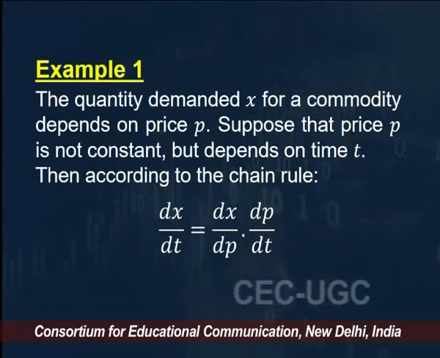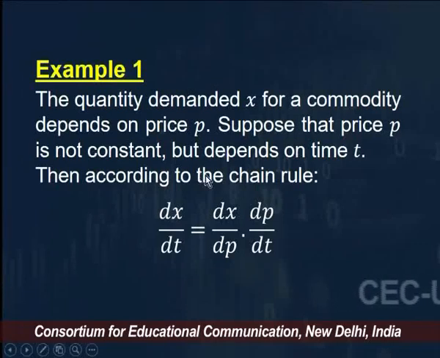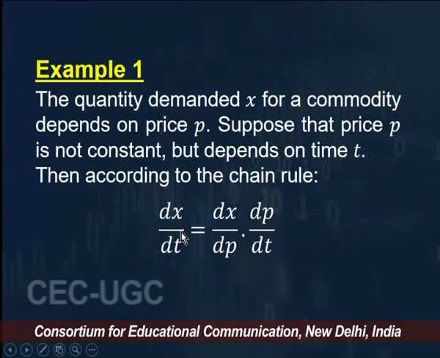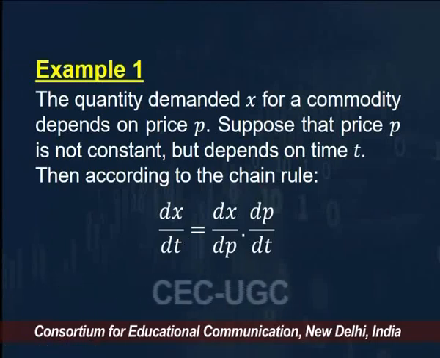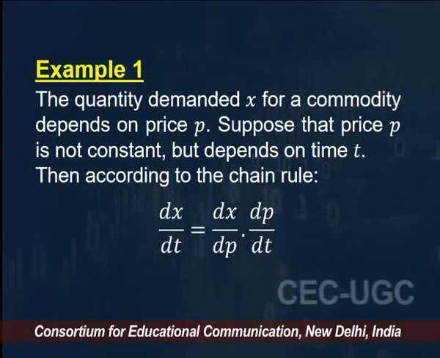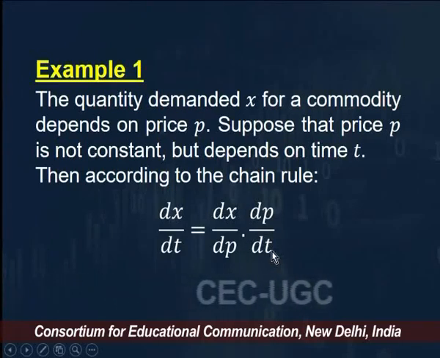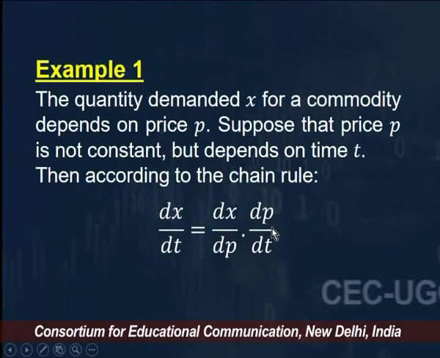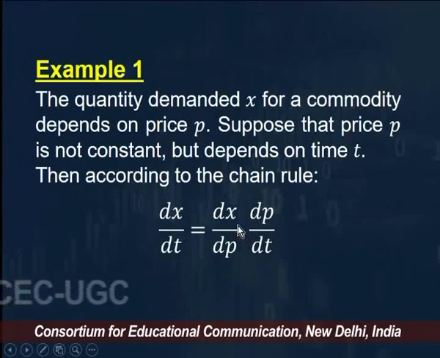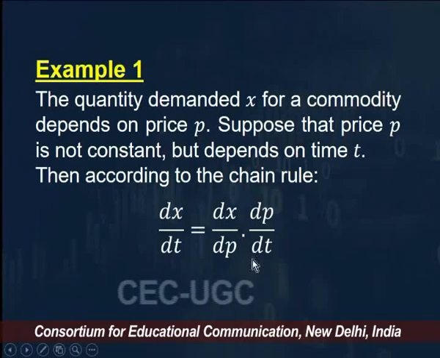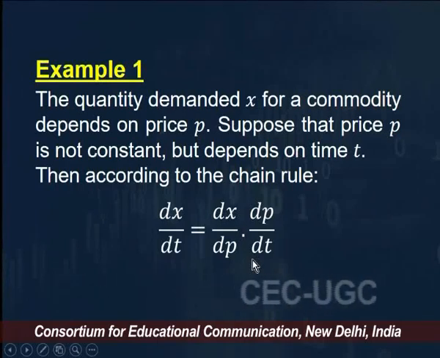So if we go by the chain rule, then our dx by dt, if we want to understand how the quantity demanded varies with respect to time, that by the chain rule would be given by dx by dp times dp by dt, because x changes with respect to p, and p is a function of t. So every time t changes, that will lead to a change in p, and every time that p changes, that will then cause a change in x. So by the chain rule, this is the formula that we have.